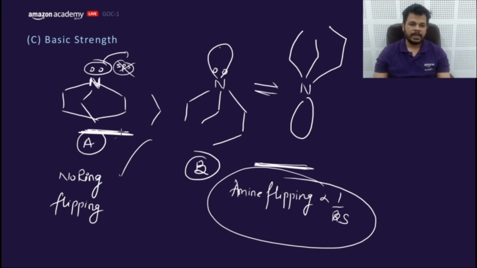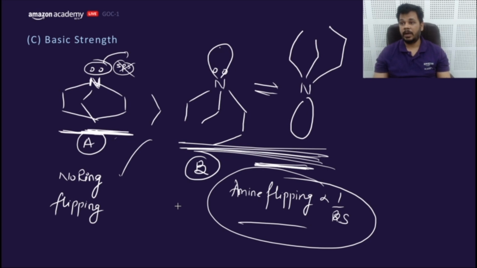Relatively, cyclic amines are more basic than their corresponding acyclic amines. Mark my words. Cyclic amines are more basic than their corresponding acyclic amines due to amine flipping. Yes. So this is it, dosto.